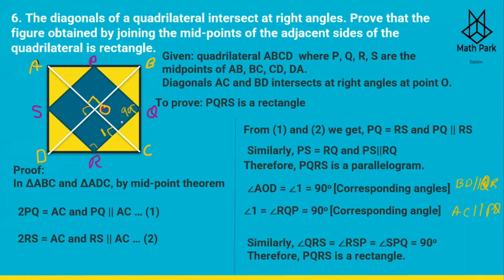In a similar way, we are able to prove all of these as right angles, the way we have proved angle Q as 90 degrees. This is how you get PQRS is a rectangle. Got it? So the first thing is we need to prove it is a parallelogram. Secondly, we need to prove one angle to be a right angle.